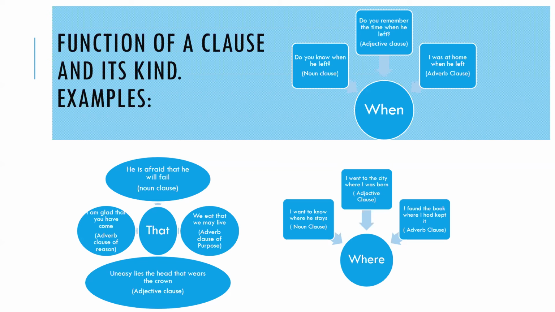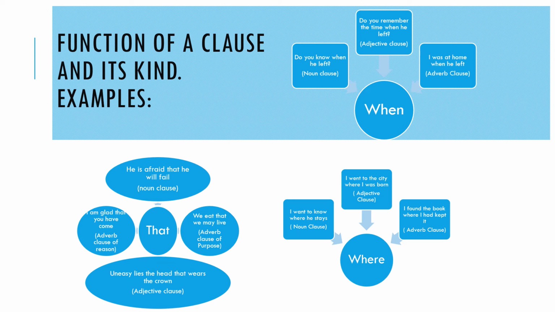For example, when you are using when. Do you know when he left? It is a noun clause. Do you remember the time when he left? It is qualifying the time there. So it is an adjective clause. I was at home when he left. It is specifically saying where you were, so at that time. So it is called an adverb clause.